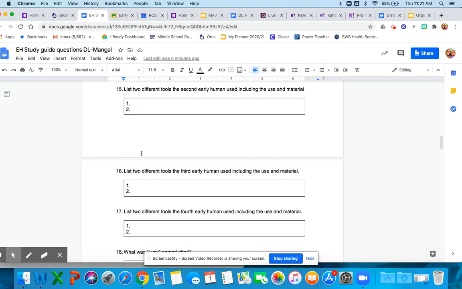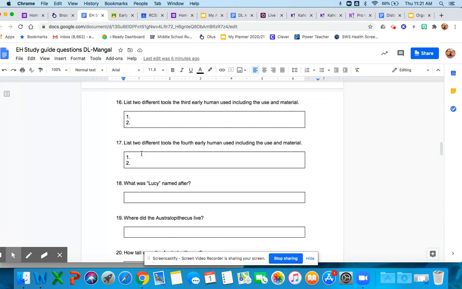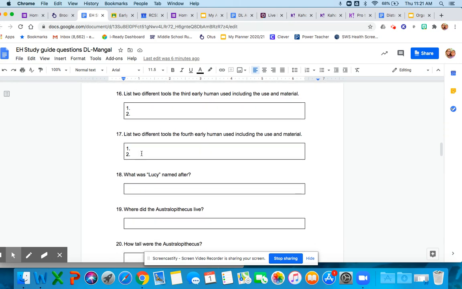So they had sharpened sticks and rocks and bones, okay? So those are the new tools. And of course, they were made out of stone and used to cut things, smash things open, that sort of thing.